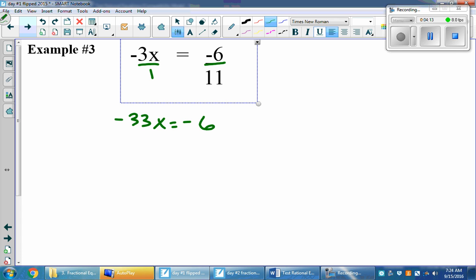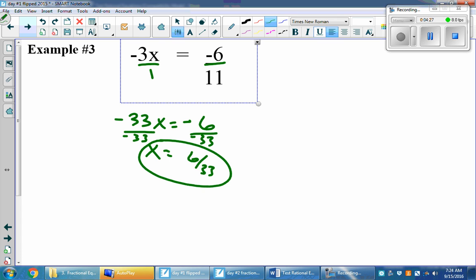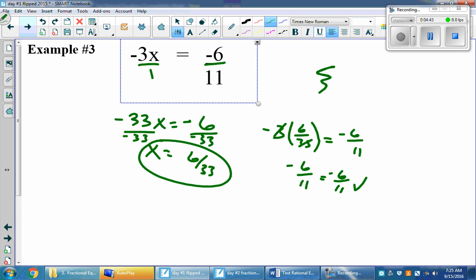All right. 11 times negative 3 is negative 33. Then I'm going to divide by it. So x equals... I won't skip a step. So negative over negative is positive. 6/33. And let's just check it. So negative 3 times 6/33 equals negative 6/11. 3 goes in this 33 11 times. Oh, look at that. Little squiggly solution set. You're not always going to get a nice answer. It doesn't always work like that.